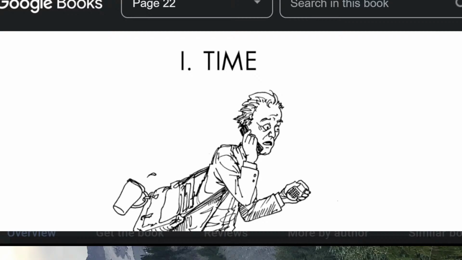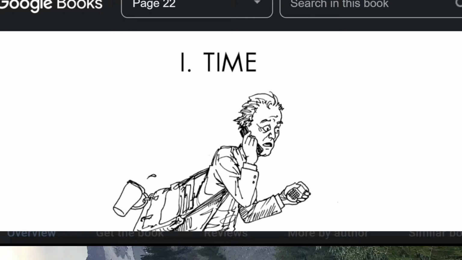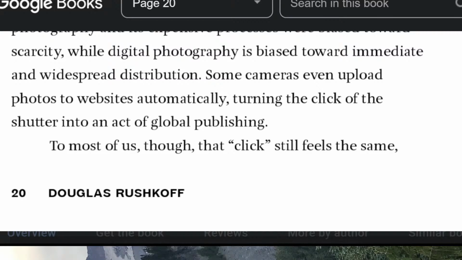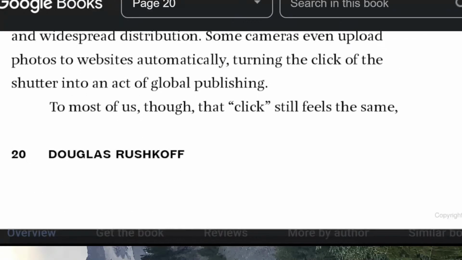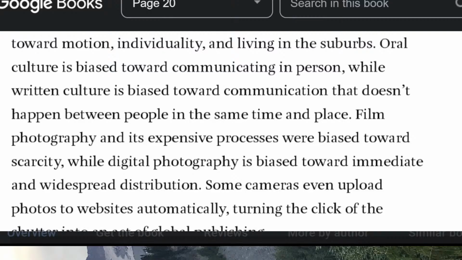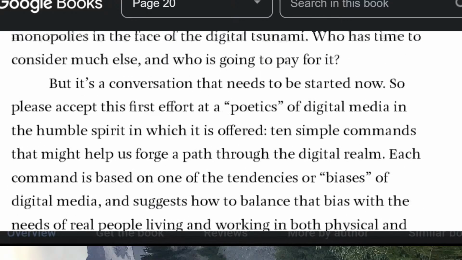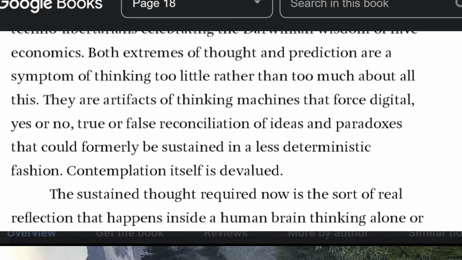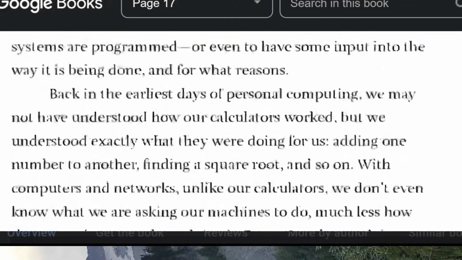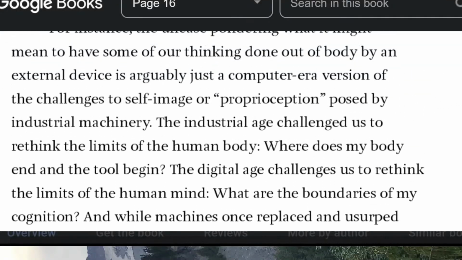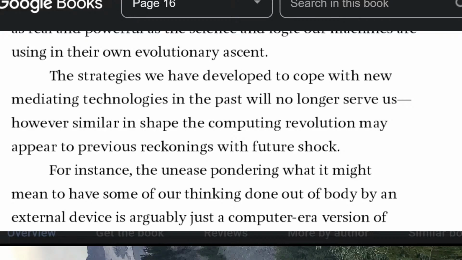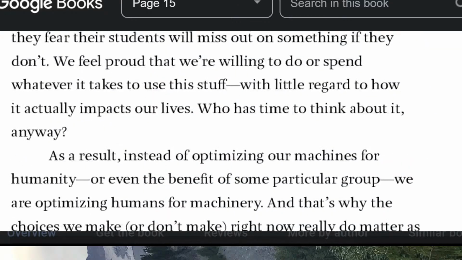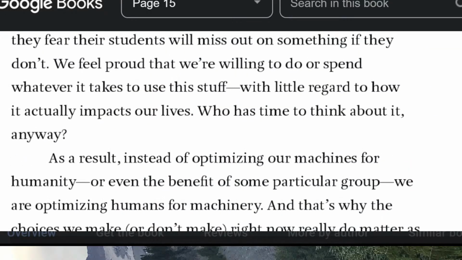Cool. So that's the end of the introduction. So I was inspired to read Douglas Rushkoff's book Program or Be Programmed because of what happened today to Facebook, Instagram, WhatsApp. People are addicted to social media networks.